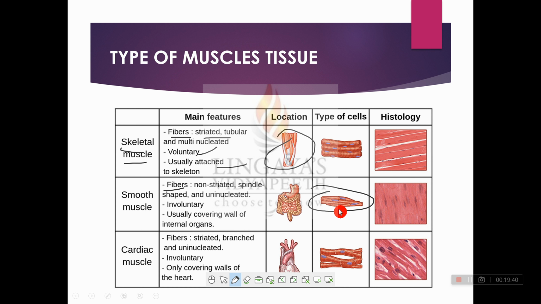They are spindle shaped and uninucleated. One nucleus is present in each cell. Their action is involuntary and it is usually present on the covering wall of internal organs.